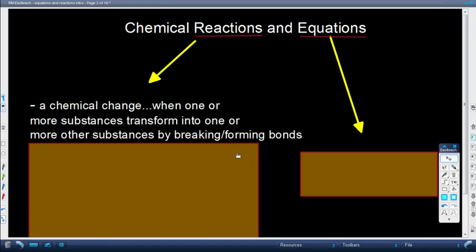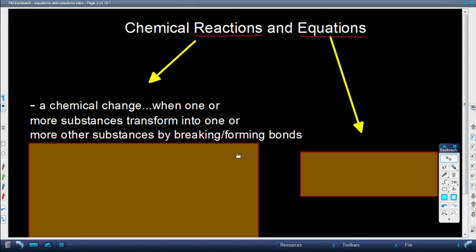What happens in a chemical reaction? Well, one or more substances will transform into one or more other substances by breaking and/or forming chemical bonds. That's right. The forming and/or breaking of chemical bonds is essential in order to call something a chemical reaction. For example, you might say that when ice, one substance, melts, it turns into liquid water, another substance.